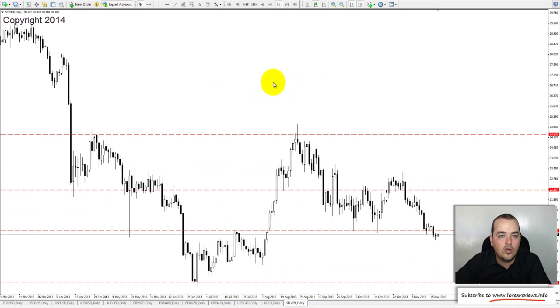Okay, so that's it on structure. In part 2, we'll be going over looking for the engulfing candle at these points on the chart.